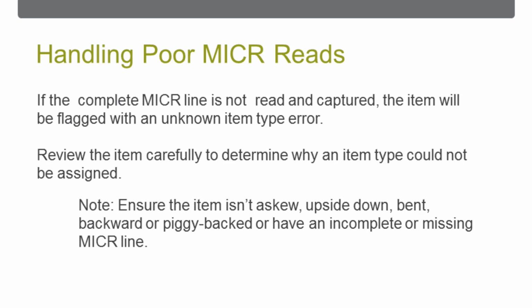If the application is unable to read the microline and assign an item type, the item will be flagged with an unknown item type error. It is very important to review the item carefully to determine why an item type could not be automatically assigned. Poor microreads can result from items that are scanned askew, upside down, bent, backward, piggyback, or have a damaged microline.